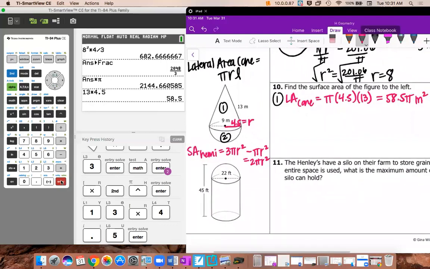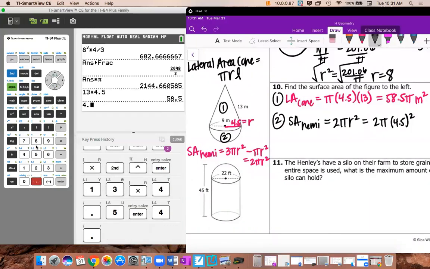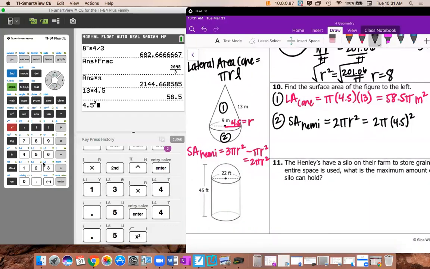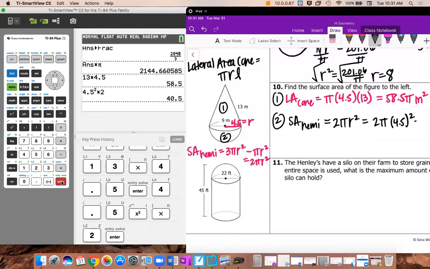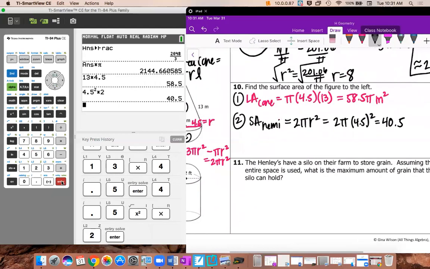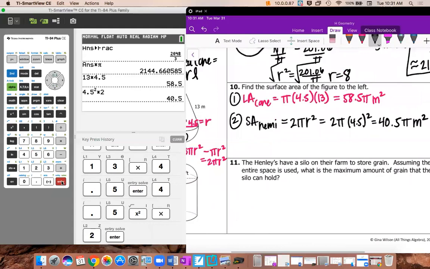Okay, and then we have to find the surface area of the hemisphere, so this second part. So surface area of hemisphere, not including the great circle on the bottom, is just going to be 2 pi r squared. So this is going to be 2 pi, our radius is 4.5 squared. So when we do 4.5 squared times 2, we get this to be 40.5 pi meters squared.